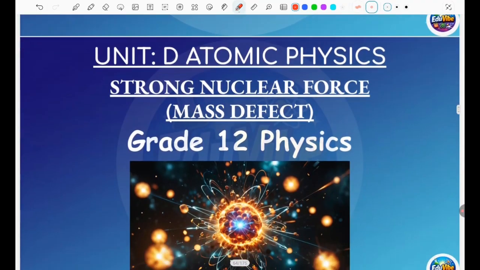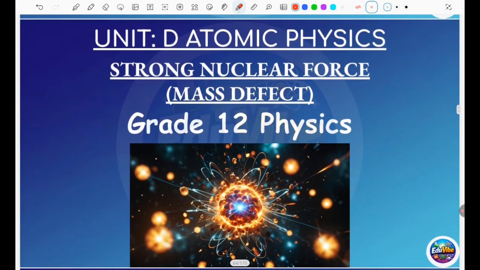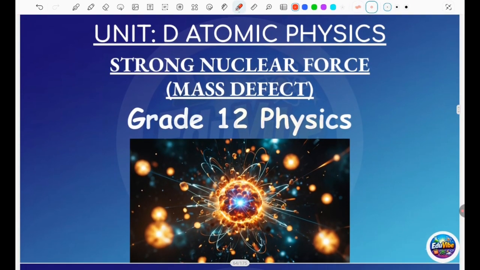In today's lesson, we are moving forward in the chapter on atomic physics to the next lesson, which is the strong nuclear force. We discussed the main things and the introduction to nuclear physics in the previous lesson. Now we move on to nuclear force and start moving to the mass defect, which uses the Einstein equation, and how to find the mass defect.